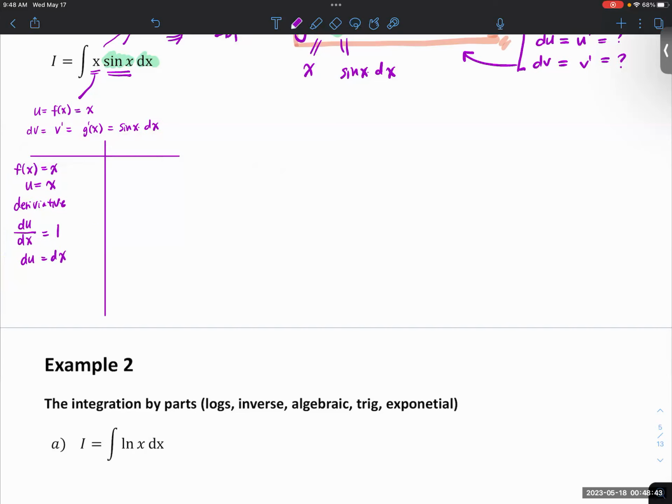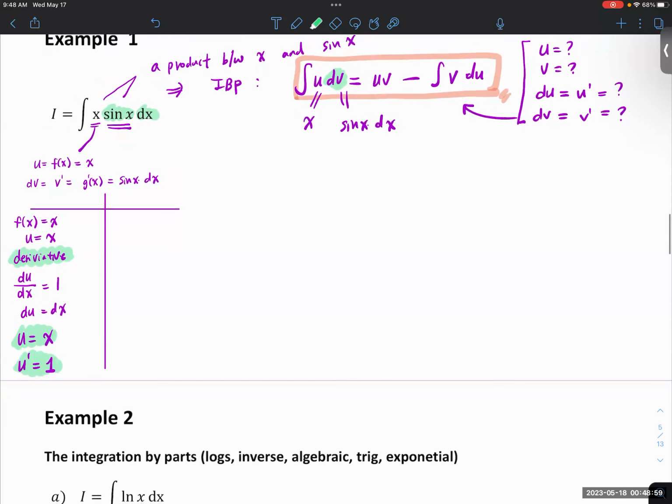From here, by taking the derivative, we found out u equals x and u prime equals 1. Are you following? This is something we discovered from the first table. You need u and u prime anyway. And the second table, what do we know? We already know v prime equals sine x dx. So I want to find out what v is.